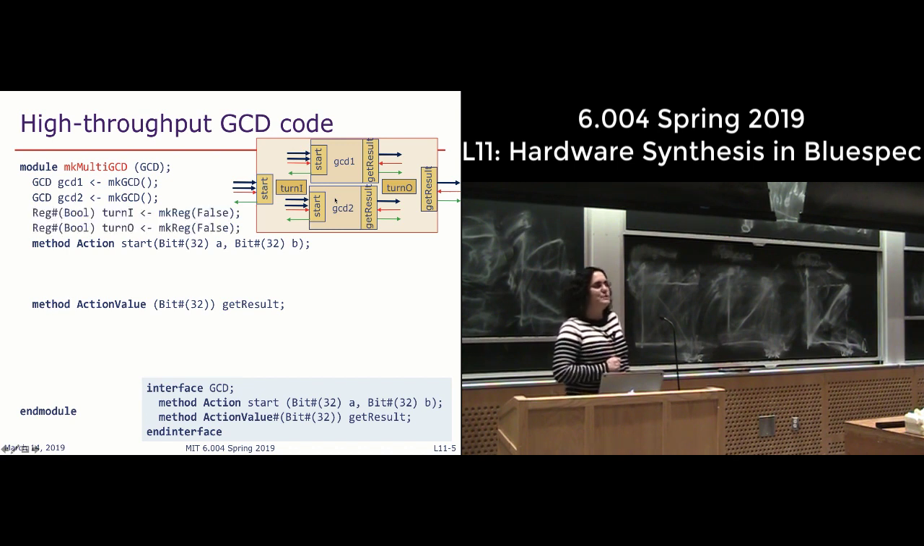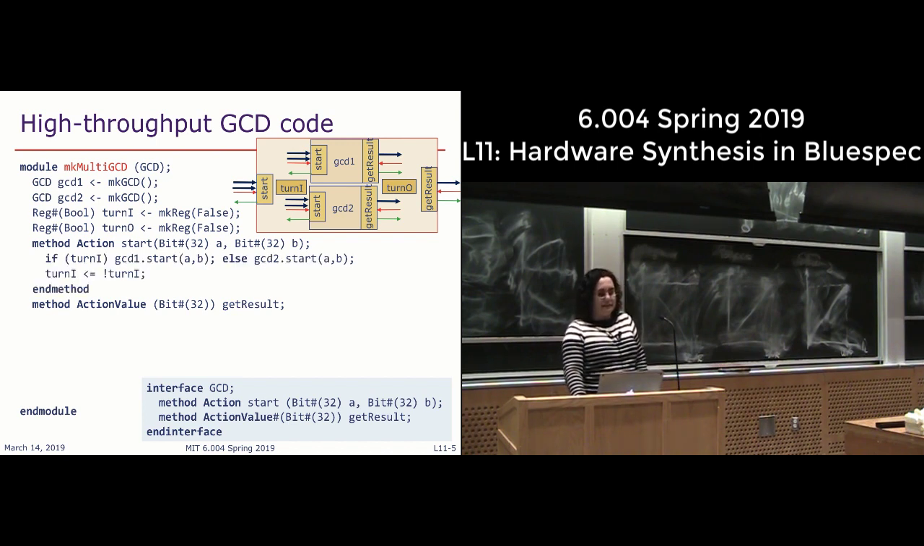In addition, I have to instantiate my two registers, turn I and turn O, which just hold a Boolean value in order to tell you which of your GCDs you should be using at any point in time. So what does my start method look like now? Now my start method is going to take a look at turn I, and if it's 1, it's going to call GCD1. If it's 0, it's going to call GCD2. Okay? And then it's going to toggle turn I so that the next time it does the opposite.